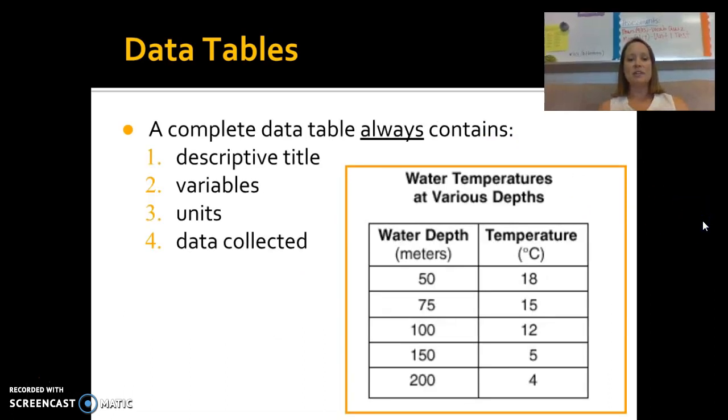So the data table, in addition to variables and units, is also going to contain a descriptive title. Someone should be able to read the title of your data table and know exactly what your experiment is. So in this case, water temperature at various depths. I know that I am measuring the temperature of water at various depths.